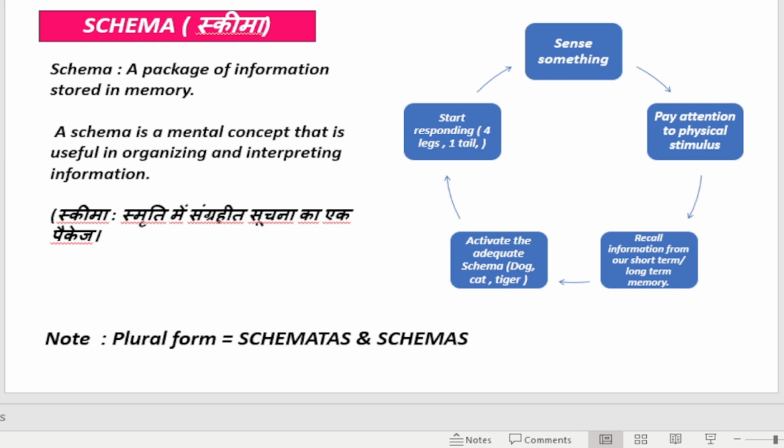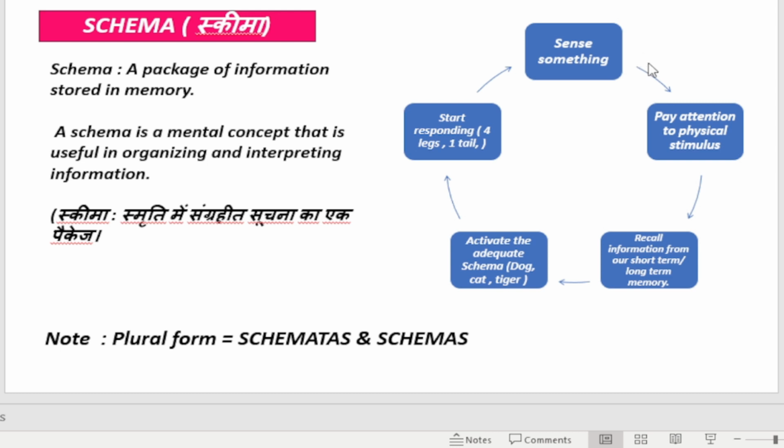Right. Schema is what? Schema is nothing. It is a package of information which is stored in our mind. In another way, we can say it is a mental structure which is created after reacting to the environment. Now the question is how the schema is stored in our mind. So with the help of this cycle, we can understand better.